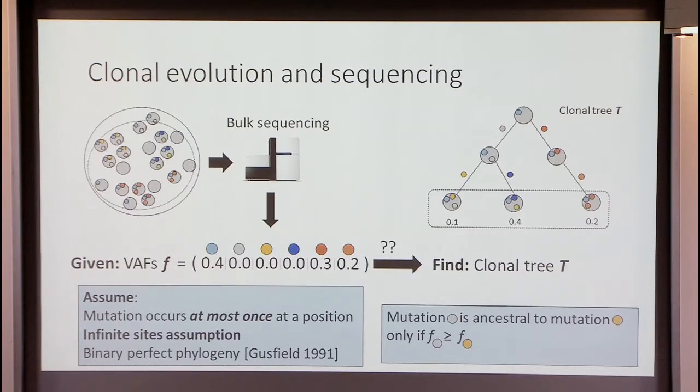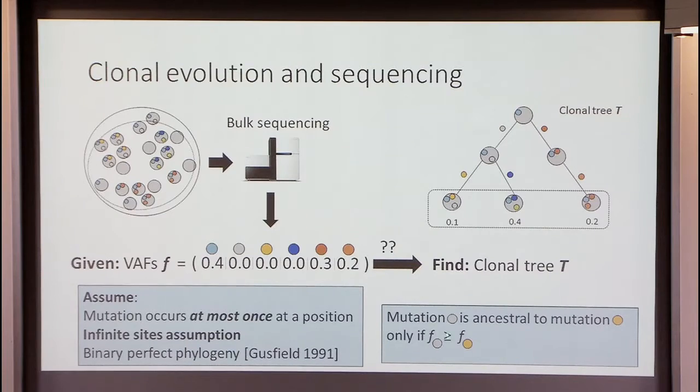Why? Because every cell that gets the orange mutation had to have the, wait, let me say this the other way. If the gray mutation here is ancestral, every cell with the orange mutation has the gray mutation. So the frequency in the cellular population of the gray mutation is larger than the orange one. This relates the two things. So now we have a constraint.